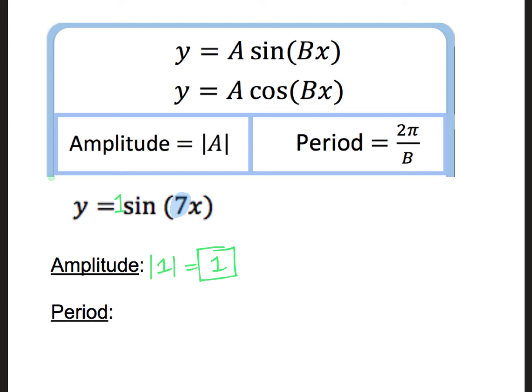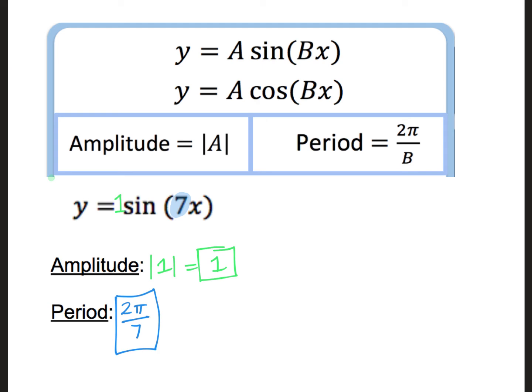For my period, we have to use the b value, which is the number in front of x. So in order to do that, we're going to do 2 pi divided by my b value, which is 7. And at this point, I can't simplify that anymore. There's no number I can divide the top or the bottom evenly by, so my final answer is just going to be 2 pi over 7.